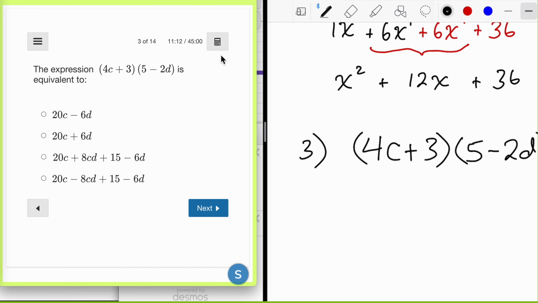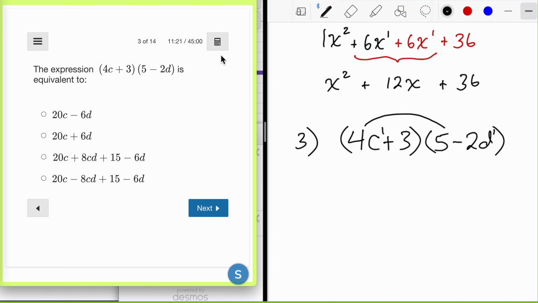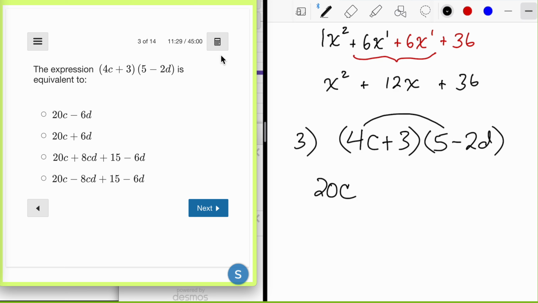So the 4c gets multiplied by the 5. So that 4c could be thought of as 4c to the first, 2d to the first. But you're not going to have any like terms to compare to put together anyway. So if you neglected that, that would have been fine too. So the 4 times the 5 will give you 20c.